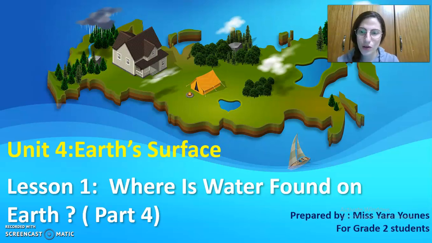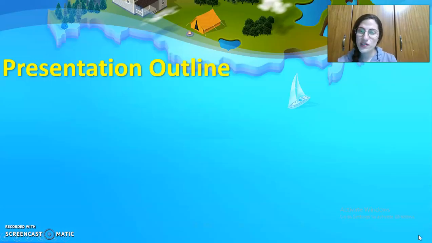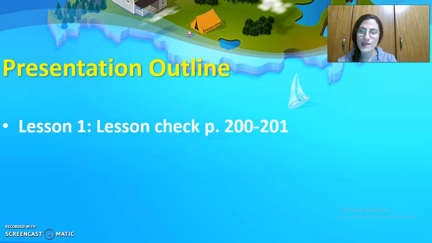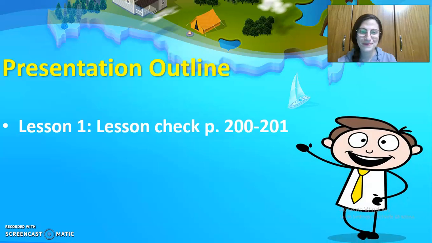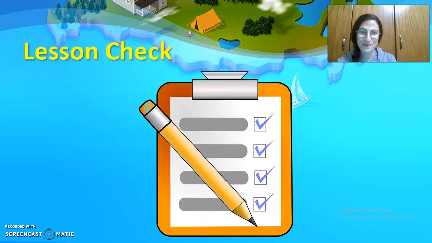Today we're going to continue with Unit 4, Earth's Surface, Lesson 1, Where is Water Found on Earth, Part 4. For today we're going to cover the following points. Lesson 1, Lesson Check, page 200-201. Are you ready? Lesson Check.